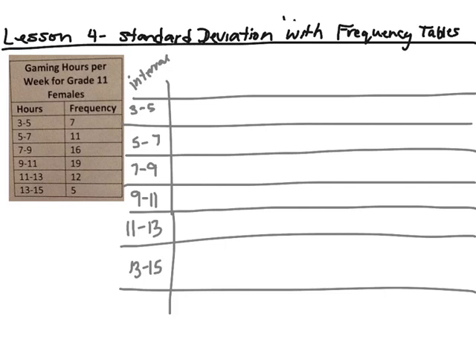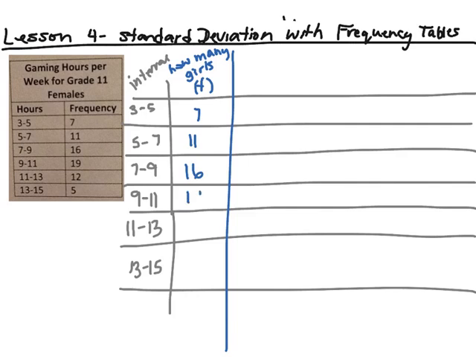So that means that 7 tested between 3 and 5, 11 tested between 5 and 7. We want to make an accurate depiction of this data. So our first column, we're going to do how many girls. That's how many come up in the frequency. So we have 7, 11, 16, 19, 12, and 5.